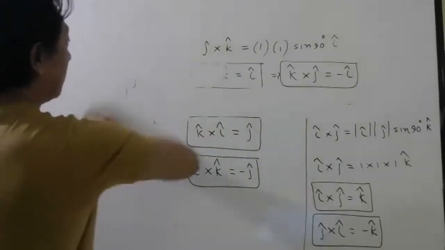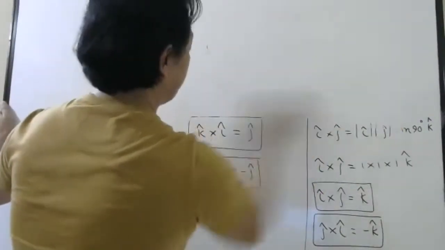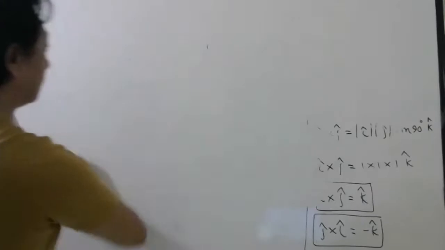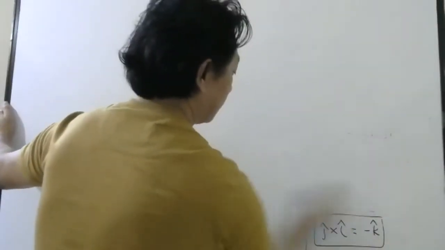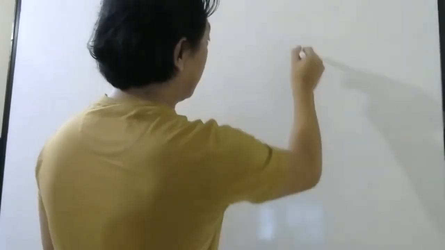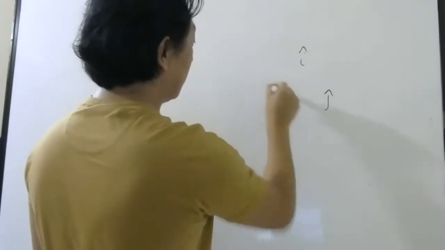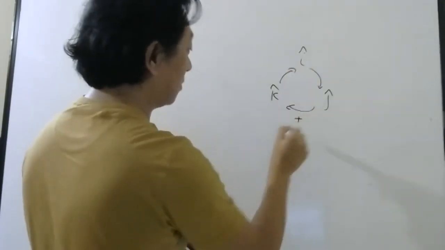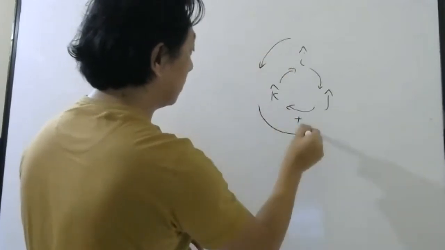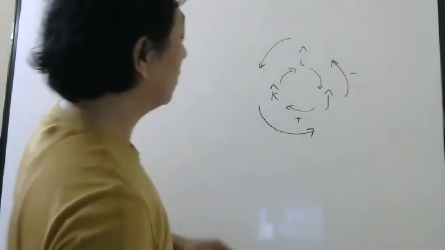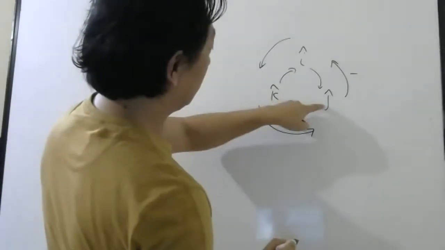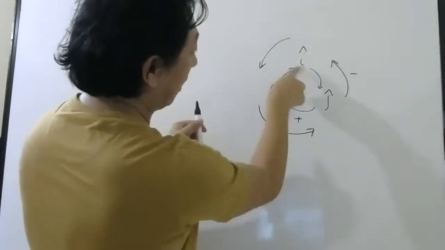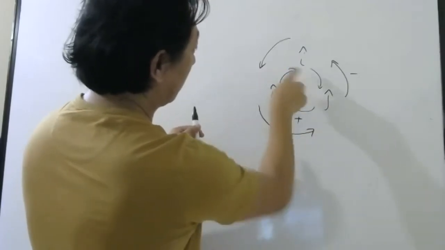So how to remember this in an easy way? Try to remember this. I here you write, J here you write, K here you write. Now remember, if you go this way, clockwise, you take positive. If you go anti-clockwise, you take negative. So if somebody says I cross J, it will be K. I cross J means this way. So I cross J, K. J cross I, K. K cross I, J.